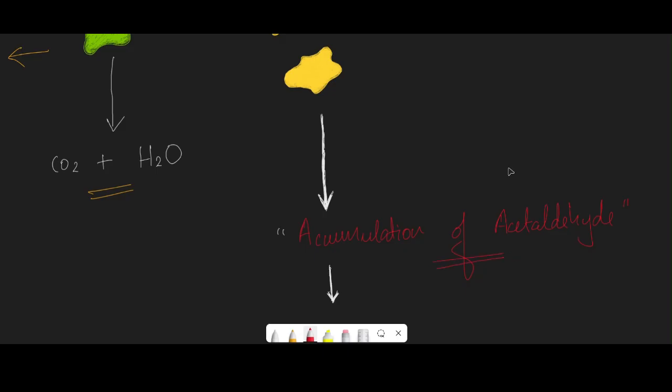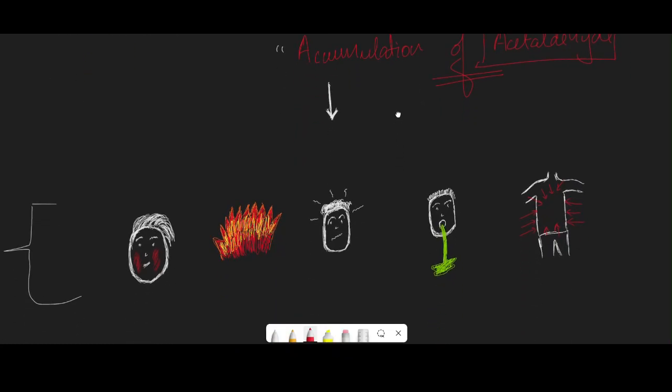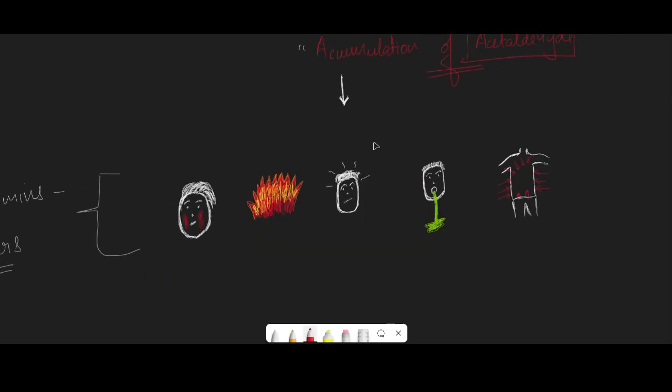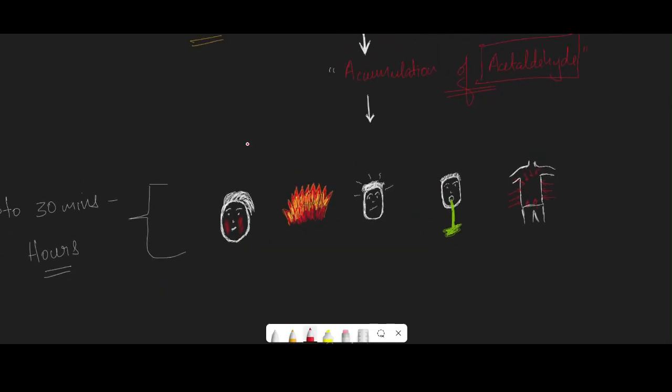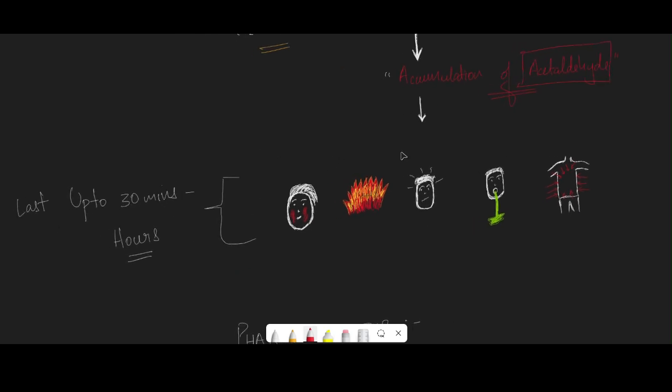Now you must be wondering, how does that cause any harm to us? It's not that simple. Acetaldehyde is basically toxic for our body. Accumulation of this acetaldehyde will lead to a lot of harmful symptoms in our body, which can last up to 30 minutes to 1 hour. And these distressing symptoms are mainly called aldehyde syndrome. Yeah, you can call them aldehyde syndrome.